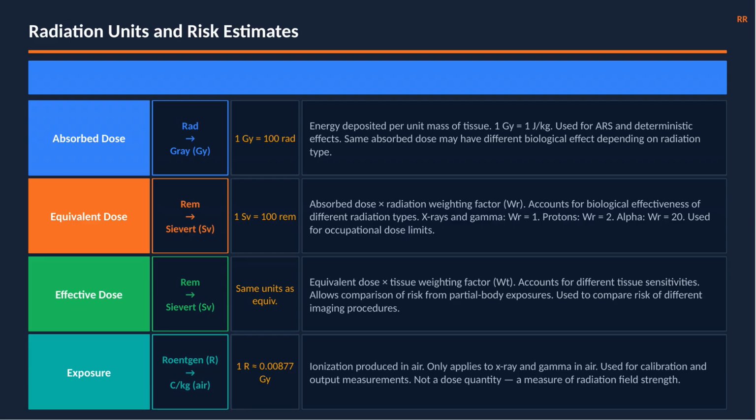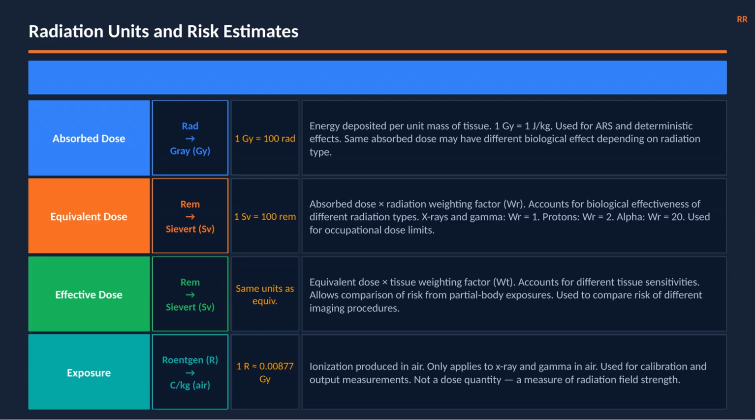Equivalent dose. Traditional unit, rem. SI unit, sievert, Sv. Conversion: 1 sievert equals 100 rem. Calculated as absorbed dose multiplied by the radiation weighting factor, WR. The WR accounts for the different biological effectiveness of different radiation types. X-rays and gamma rays, WR equals 1. Protons, WR equals 2. Alpha particles, WR equals 20. Equivalent dose is used for occupational dose limits.